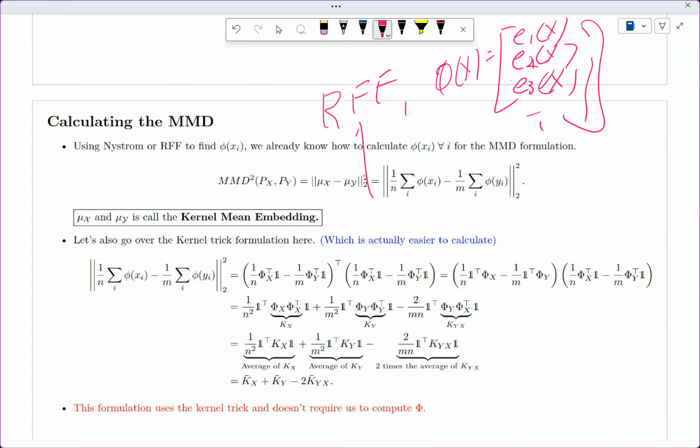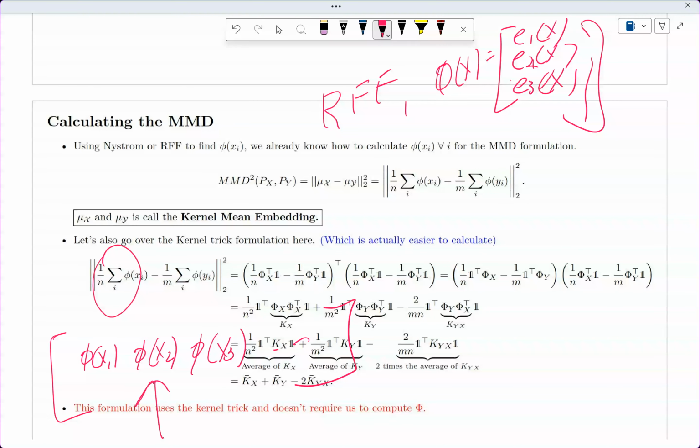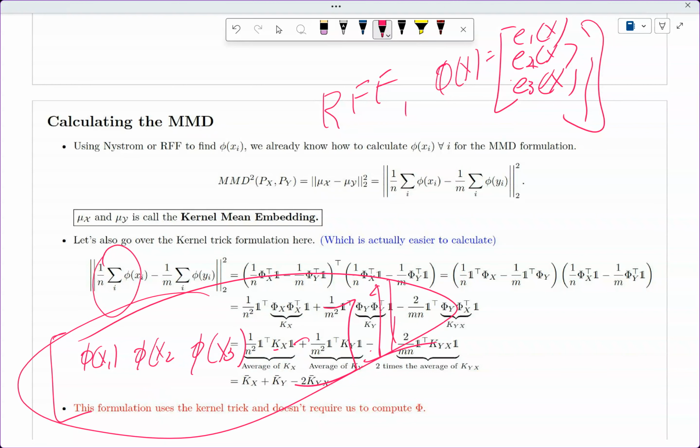However, traditionally we do not use RFF in this because there's actually a kernel trick with which you can calculate it. So let's go over the kernel trick. Over here, remember this is the average point for x and the average point for y, which means, how do you find the average point? Well, if you take phi x1, phi x2, phi x3, and so on and so forth, these are every single phi, right? Now, if you multiply by the vector 1, then it's going to add them together.